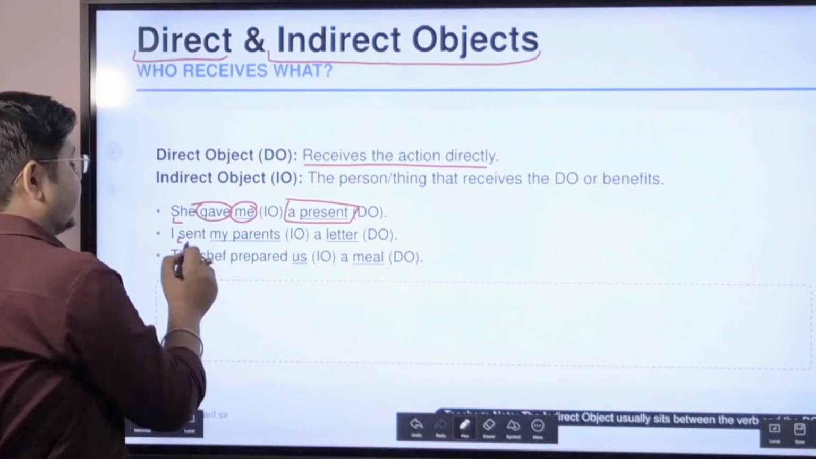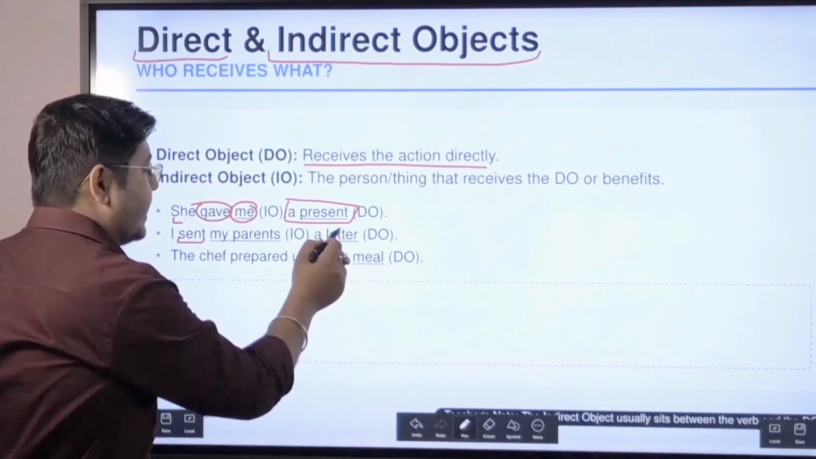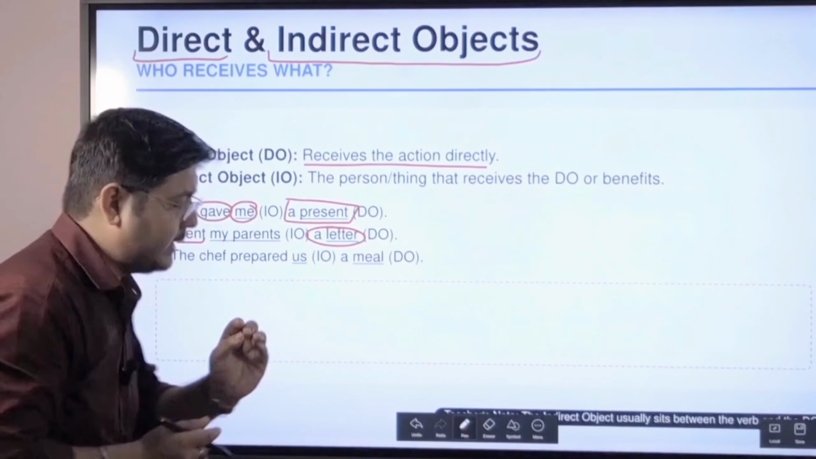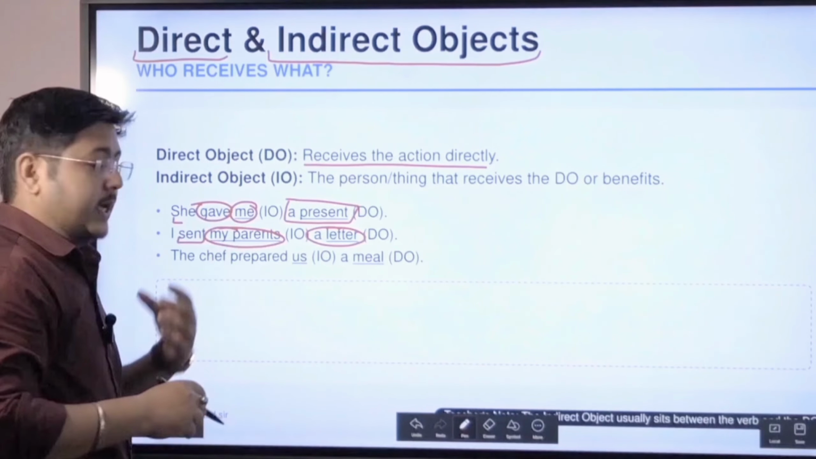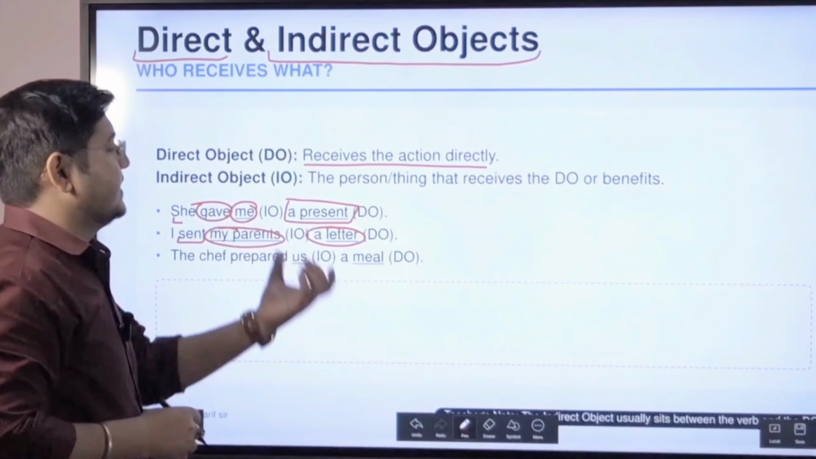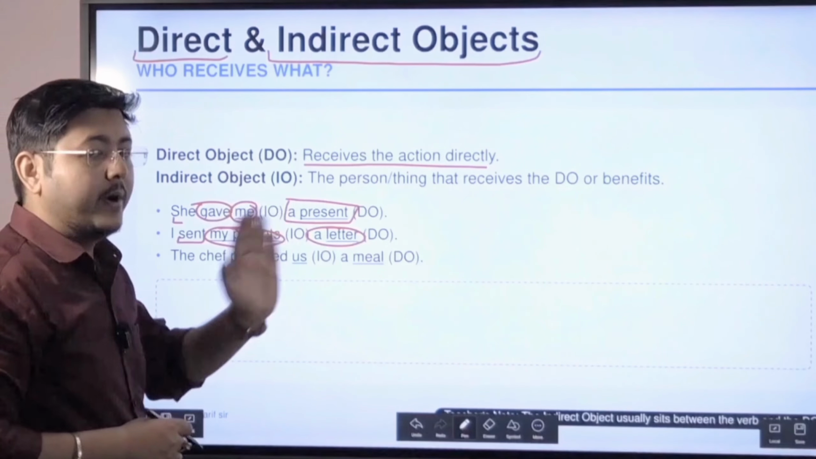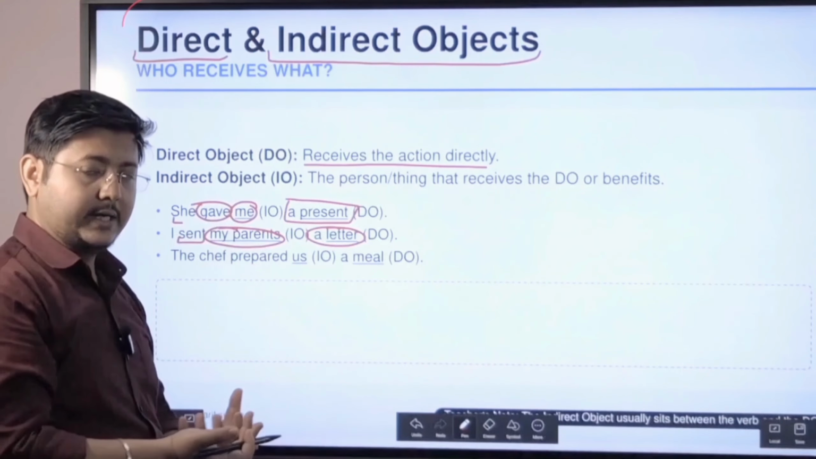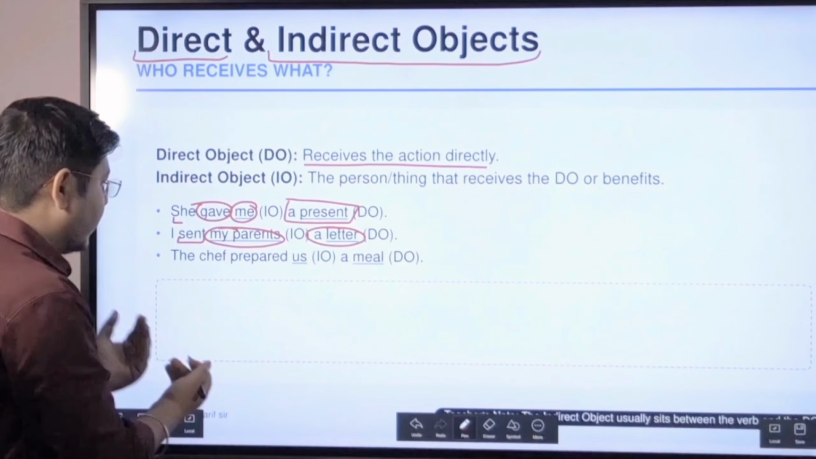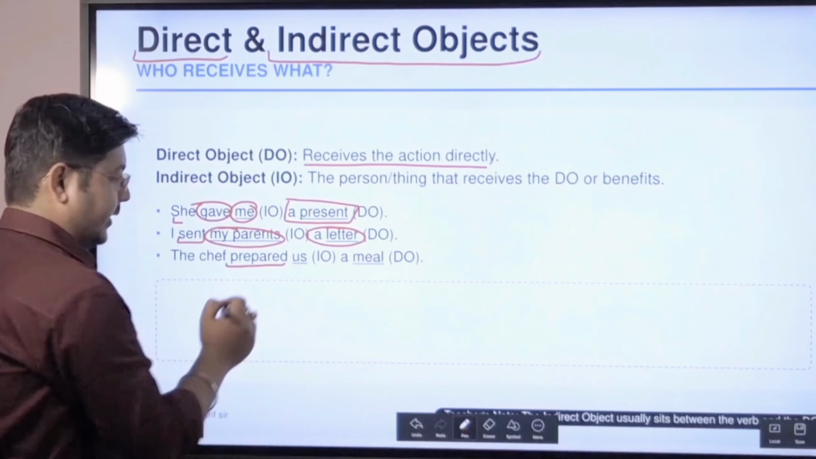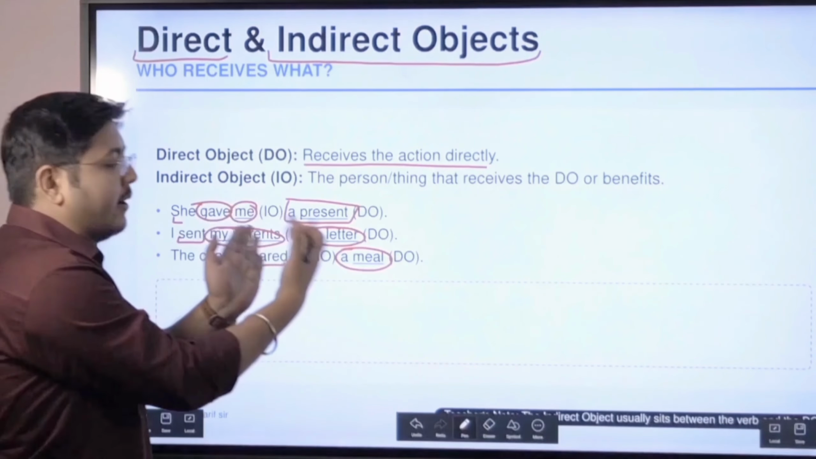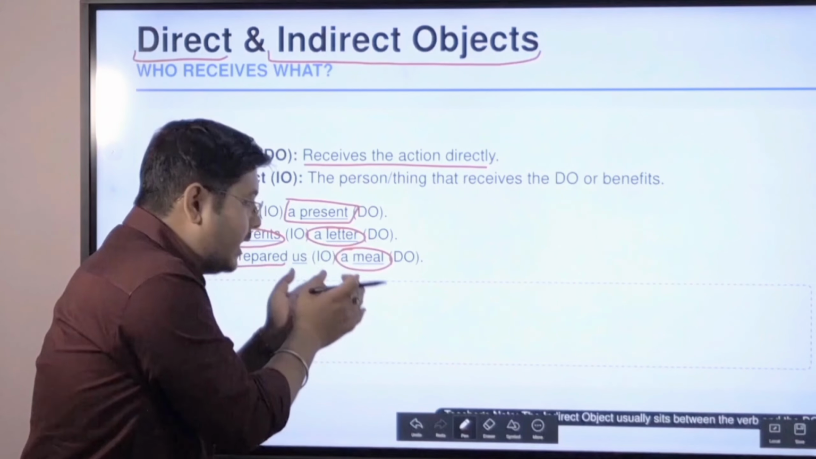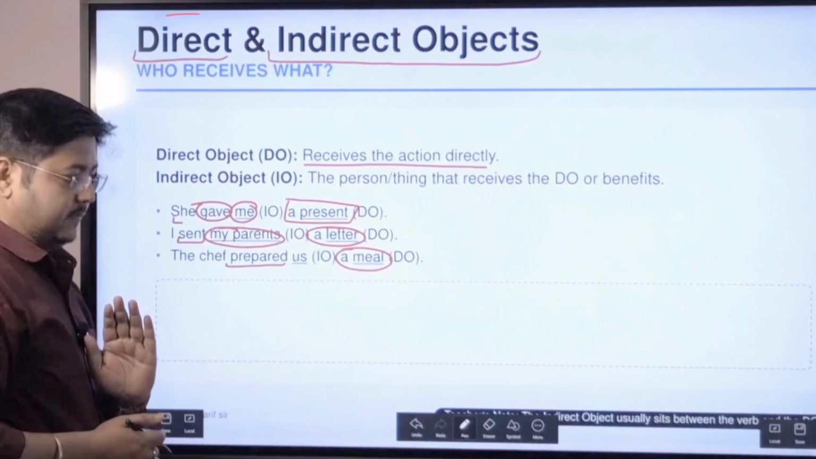Second sentence, sent is the action, and the sending of the letter was done first. This is the item that got affected directly by the action of sending. After that, the parents received the letter. Sending the letter was done first. This is why a letter is called the direct object of the sentence, because it is getting directly affected by the action of the verb. Third sentence, the chef prepared a meal. Preparing of the meal was done first. The action of preparing is directly impacting the object, the thing, meal. That is why it is called the direct object of the sentence.